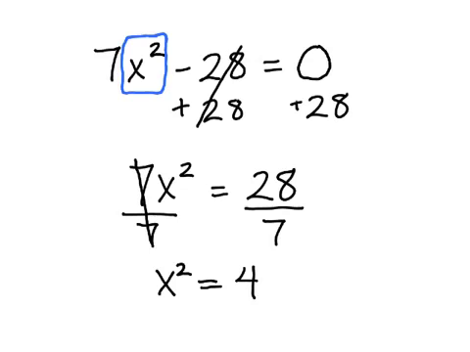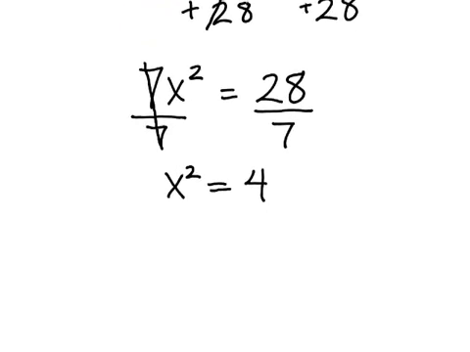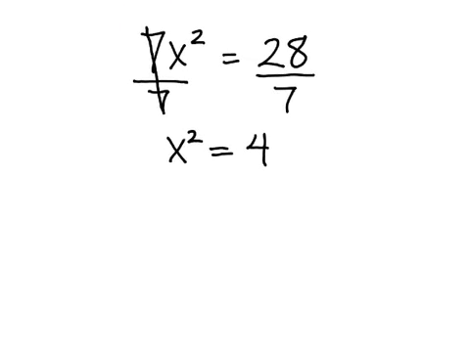Once it looks like this, where you have something squared equals a constant, equals a number, we can go ahead and use the square root property. And the square root property basically just tells us that we can go ahead and take the square root of both sides, but when we do, we need to throw a little something extra in there.